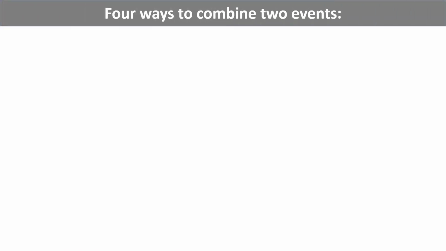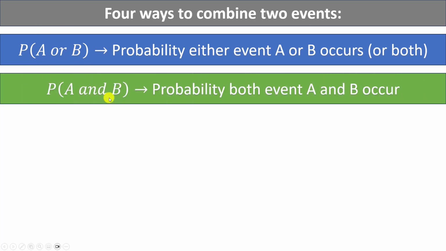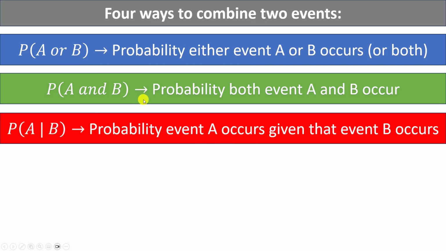Believe it or not, there actually ends up being 4 different ways you can ask a probability as it relates to two events. One thing you could ask is, what is the probability that either your first event A or your second event B occurs? And we call that the probability of A or B. We could also ask the probability that both A and B occur together, and we call that the probability of A and B. And then we could ask about the probability that one event occurs given or assuming that another event is also going to occur.